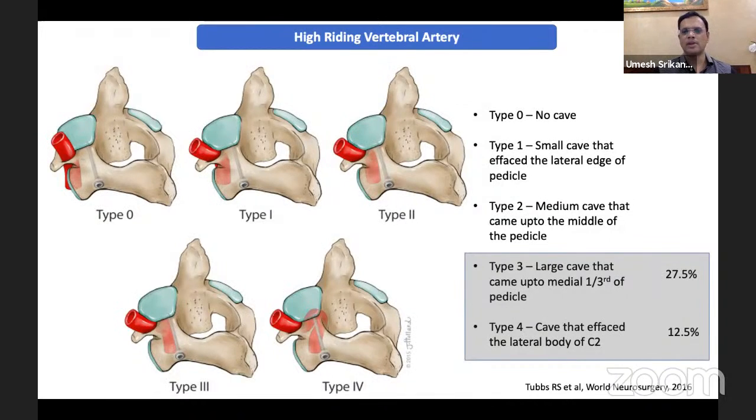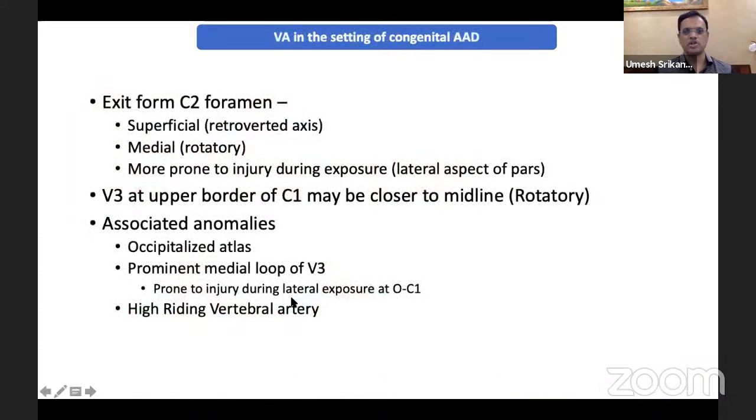The high riding vertebral artery has been classified into several types. Again, not going into the details, it is important to identify that if the medial incurving of the vertebral artery extends beyond the middle of the C2 pedicle, this constitutes type 3 or type 4. In both these situations, the vertebral artery is going to come in the way of the path of the C2 screw.